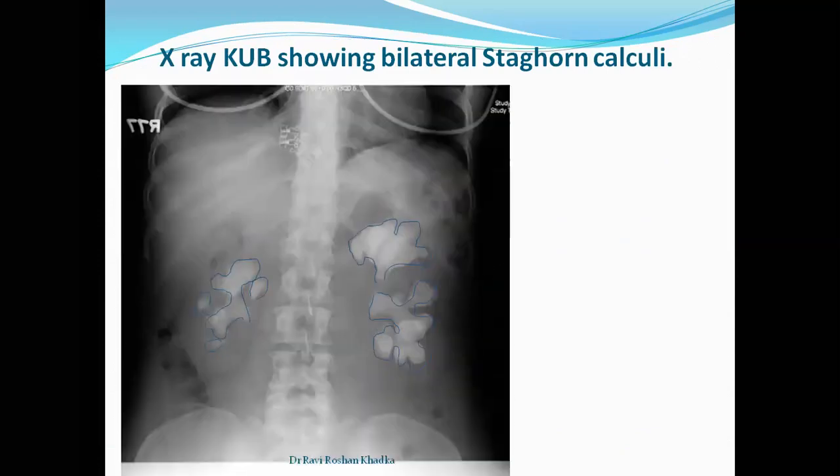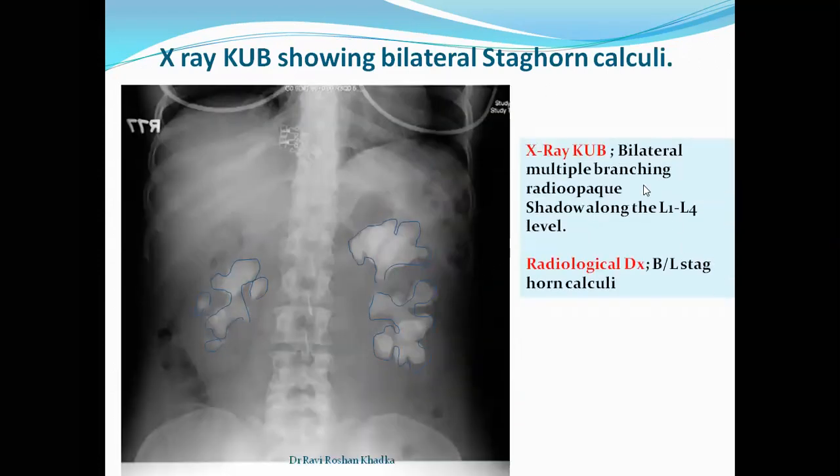See another plain X-ray KUB. What you can see over here is a plain X-ray KUB showing bilateral multiple branching radiopaque shadows extending from 4, 3, 2, 1, so from the lumbar 1 to lumbar 4 level. So this is a case of bilateral staghorn stone. You can easily see it in the plain X-ray KUB.